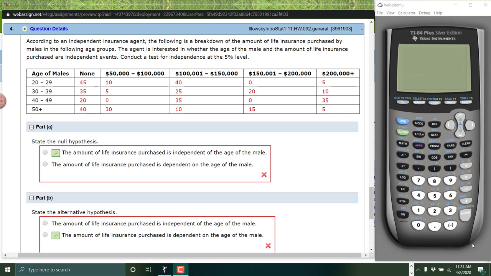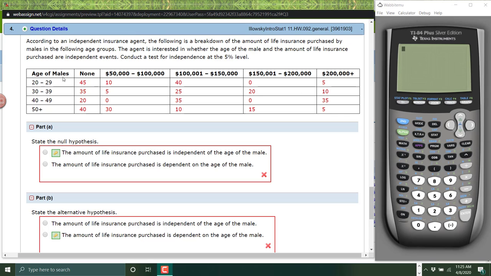Okay, so for chapter 11, problem 4, this is a contingency table. This is just like number 3, but I wanted to do 4 instead. What you need to do is they are looking to see if the two things are independent of each other. Okay, so does one thing affect another?